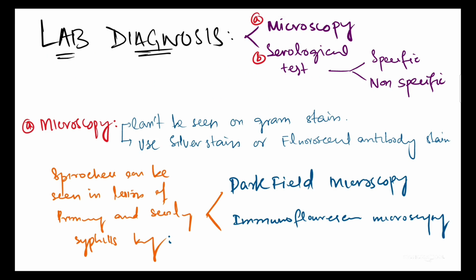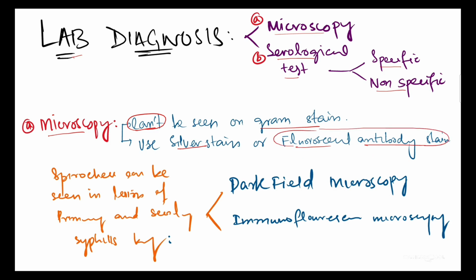So, the Treponema pallidum can be diagnosed in the lab mainly in two ways, either by microscopy or by serological tests. And these serological tests, we will discuss, may be specific or non-specific. First, talking about the microscopy. An important point to keep in mind is that Treponema pallidum can't be seen on the gram stain as it is an atypical bacteria. So, we use the silver stain or the fluorescent antibody stain. If we use the silver stain, we can detect it by the normal light microscope.